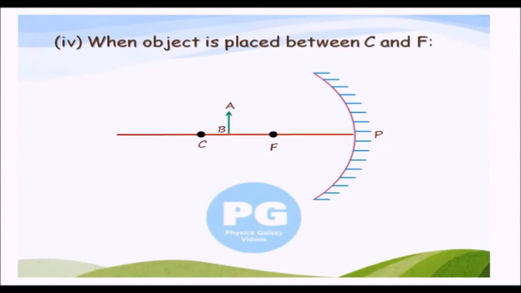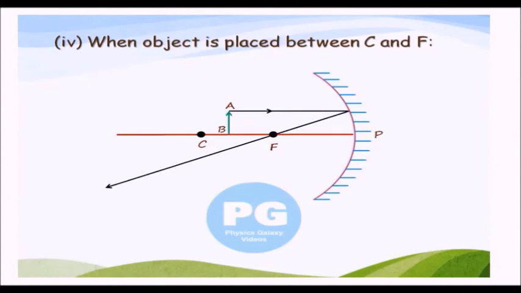Fourth case. When object is placed between center of curvature and focus. Now the same object, basically we are having here, AB, placed perpendicular to principal axis. A ray of light from point A goes parallel to the principal axis. This will pass through focus after reflection from the mirror.